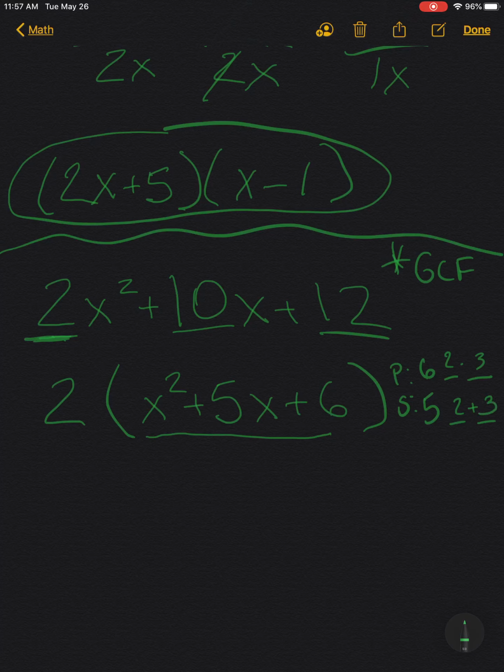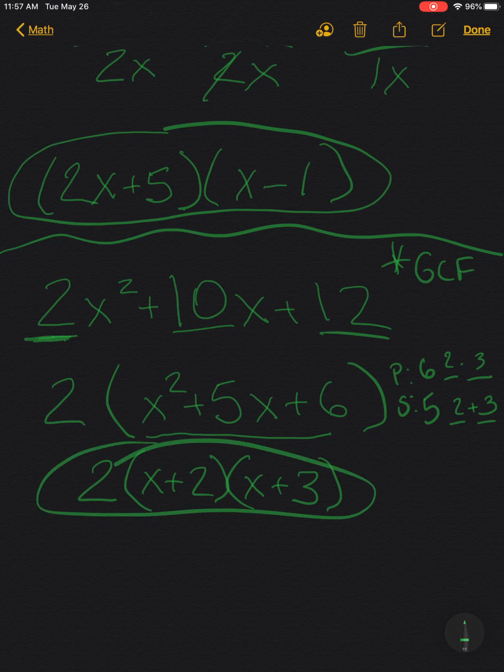Okay, so now this problem you will turn into 2 parentheses and fill the numbers in. X plus 2, x plus 3, and this 2 that you brought out just comes down. Okay, and that is your final answer. So this is a mix of greatest common factor and the product and sum. So sometimes you will have to do 2 steps before you can finish, the first one being greatest common factor.